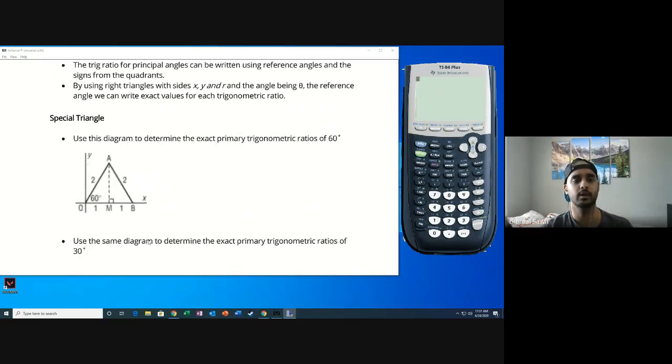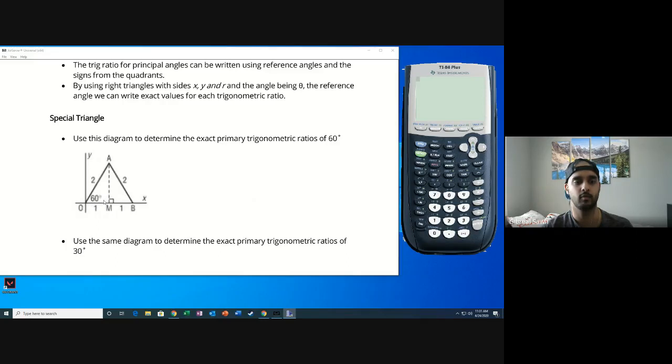Okay, this is what we call one of those special triangles. We'll talk about why it's special in a minute, but use the diagram to determine the exact primary trig ratios of 60 degrees. I can see I've got my origin point, I've got a terminal arm, I've got another arm coming off of it. So this is an isosceles triangle here. We're only going to really look at half of it. My terminal arm has length 2, and I've got an angle of 60. That's my reference angle coming off that x-axis.